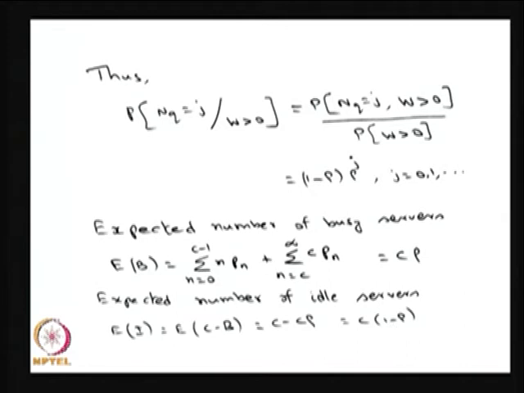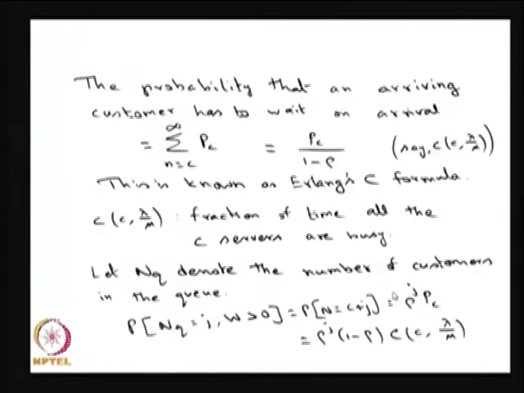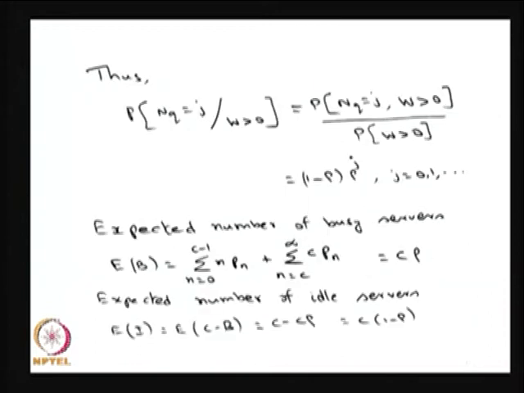So, other than the stationary distribution, for the M/M/C model we are getting the probability that an arriving customer has to wait, the conditional probability of j customers in the queue given that the waiting time is greater than 0, as well as these expected quantities.